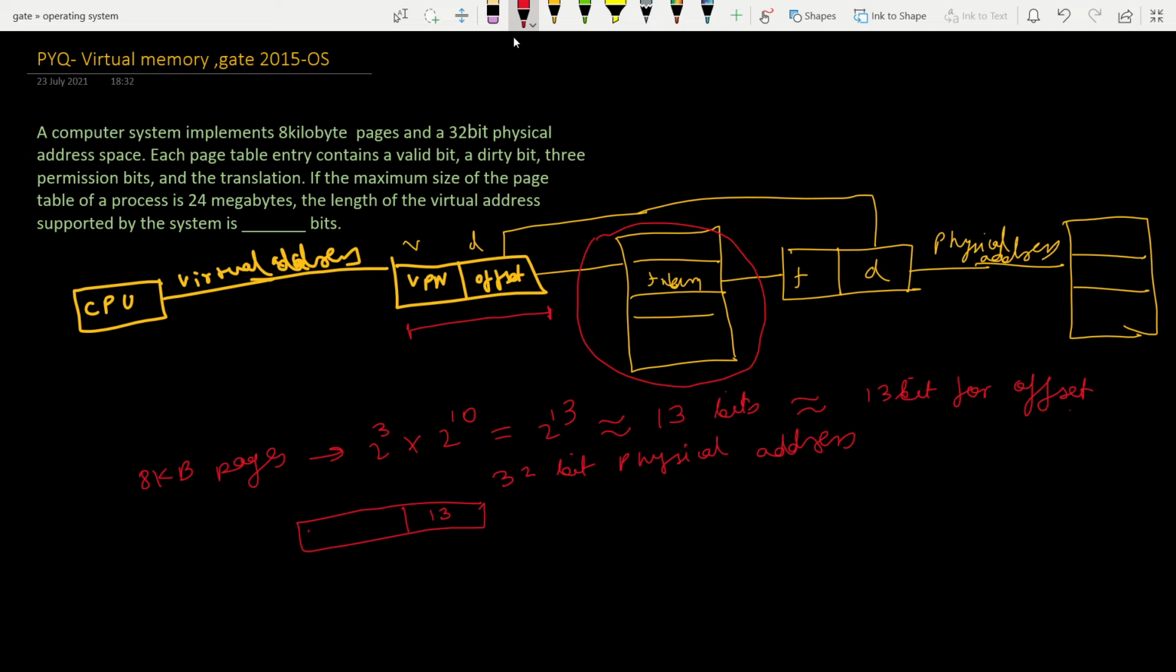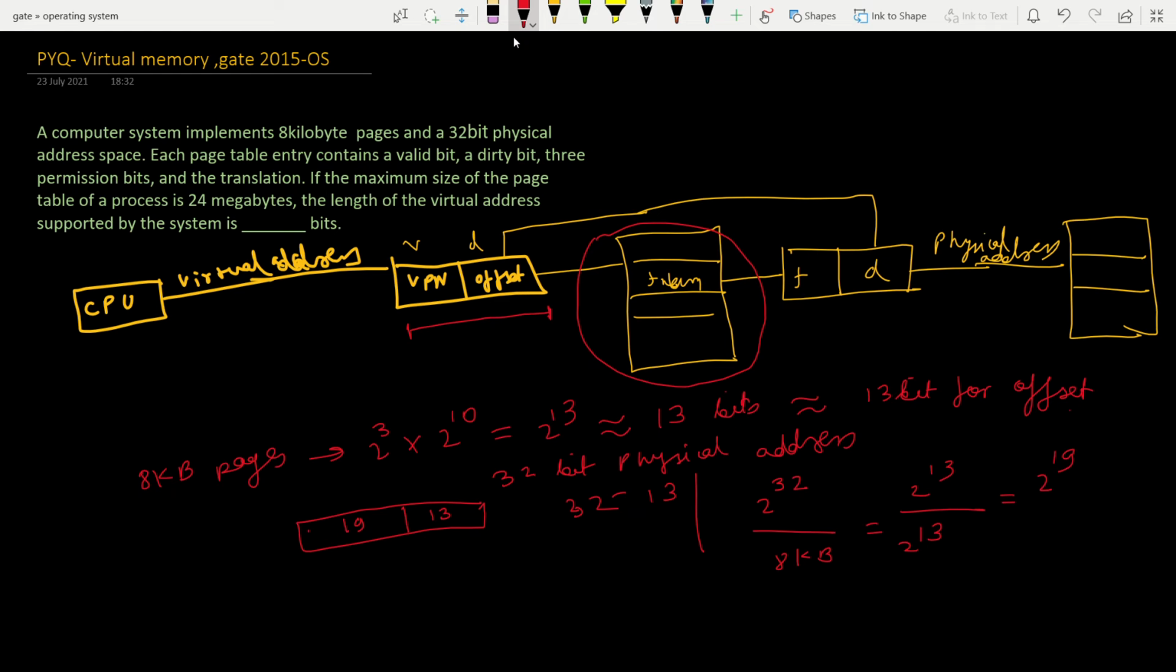So we will have the frame number as 32 minus 13. Okay, so we will have 19 bits for this frame number. Or you can also think of it like this: since this is a 32-bit address space, the total size will be 2 to the power 32, and since each page is 8 KB, we can write it as 2 to the power 13.